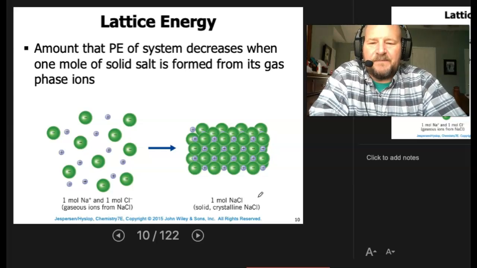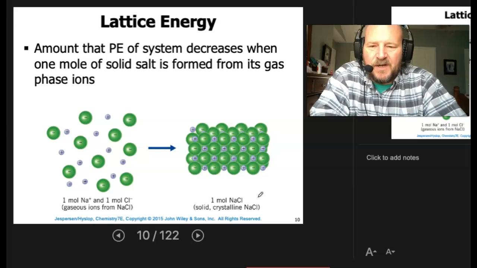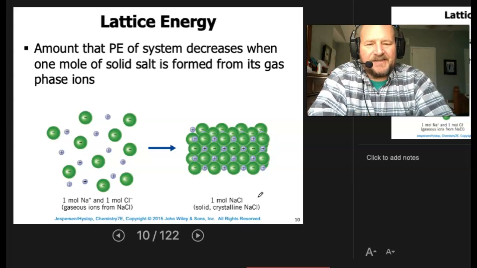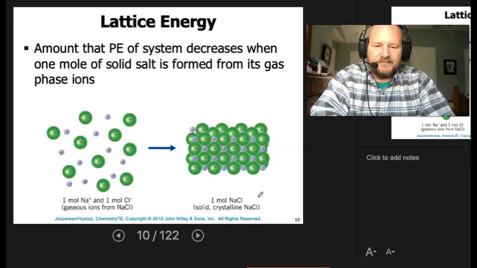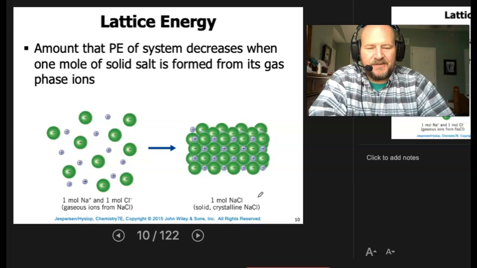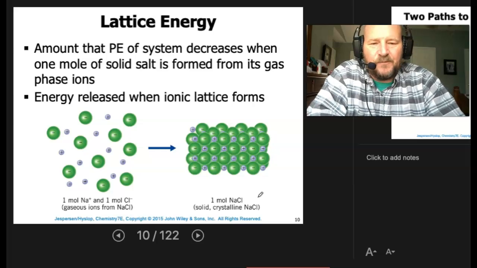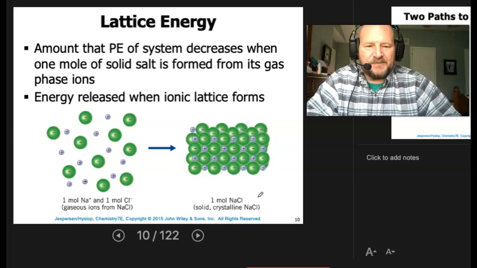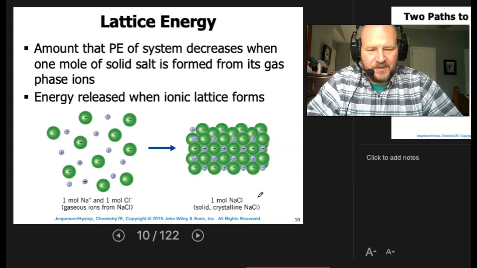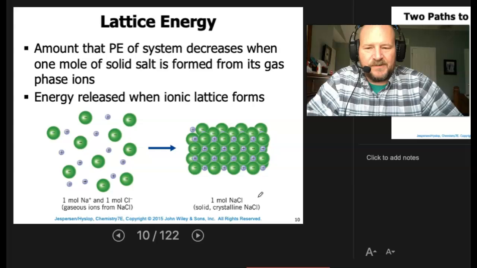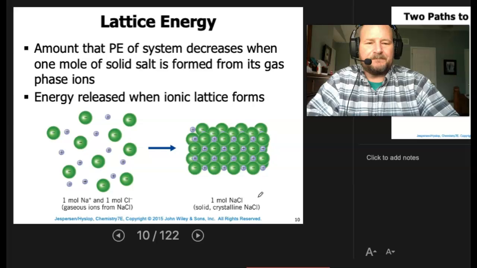So the amount the potential energy of the system decreases when 1 mole of solid salt is formed from its gas phase ions. So what that's telling us is that to go from a gas to a solid, no matter what, costs energy. Energy will be released when the ionic lattice forms. So we're going to cost energy to go from a gas to a solid, but in this case, those oppositely charged particles are going to have an attractive force. So when we form a lattice, right, the energy is going to be released.